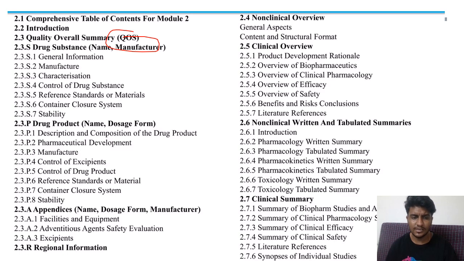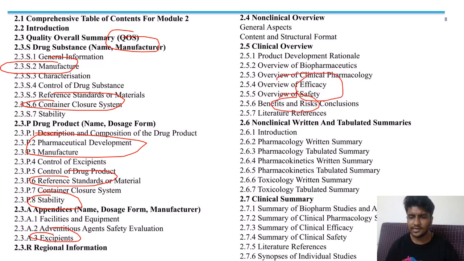Quality overall summary, excipient information, reference standards, stability studies, pharmaceutical development, container closure systems, manufacturing and characterization, safety, efficacy, risk, literature, pharmacological, toxicological data, clinical data.